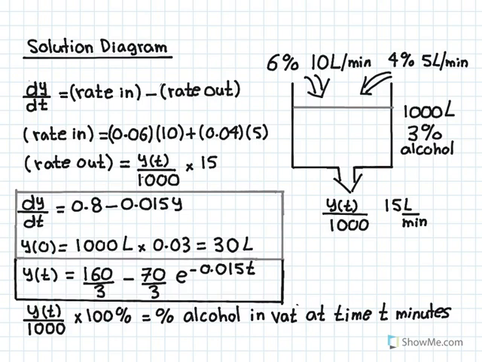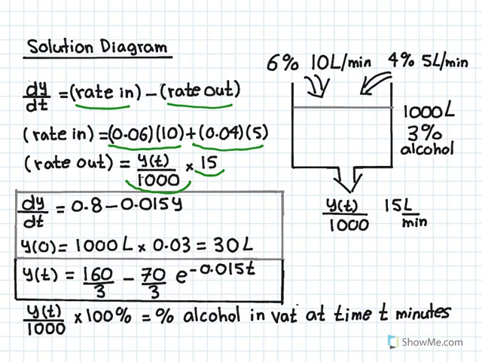All right, so we have dy/dt is rate in minus rate out, where y(t) represents the liters of pure alcohol at time t. The rate in is 0.06, the 6% alcohol in the first beverage, multiplied by 10 liters per minute, plus the other beverage has 4% alcohol multiplied by 5 liters per minute. Now the rate out is a little bit tricky. The rate out is the concentration of alcohol at time t, which is y(t), the liters of pure alcohol at time t, divided by the amount of solution in the tank, which is 1,000 liters, multiplied by the amount of solution that's leaving, and we get the amount of pure alcohol that's leaving the tank.